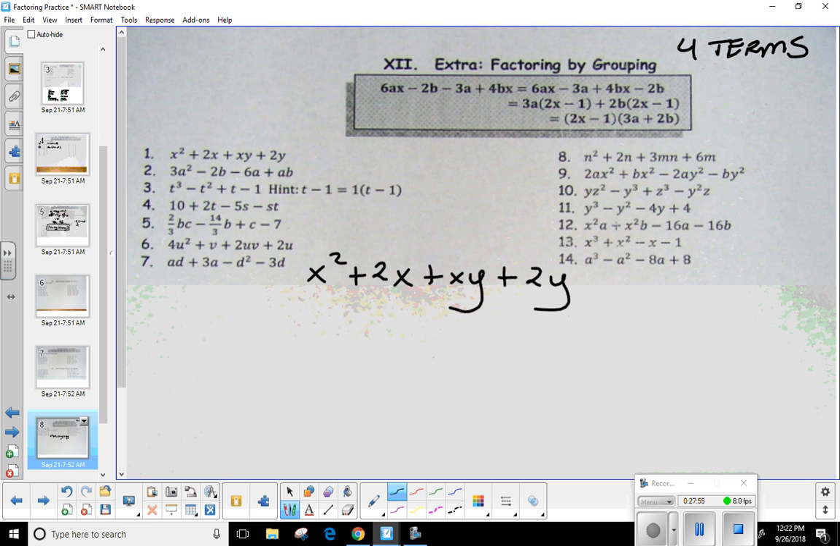Okay. So here's how grouping works. Always look for a GCF first, right? Okay. But if there's not one, what you want to do is group the terms into smaller ones. So I'm going to take the first 2, and I'm just going to put parentheses around them. I'm going to group them. Okay. Then I'm going to take the last 2 terms, and I'm going to put them in parentheses. Plus, so I'm going to say xy plus 2y.